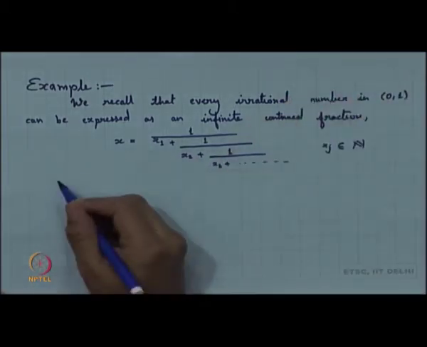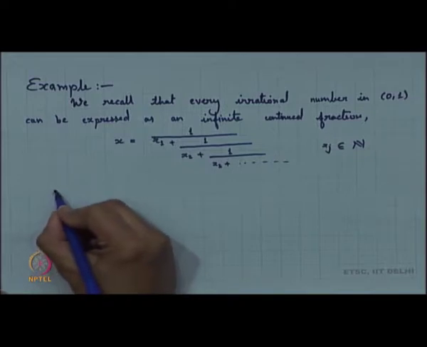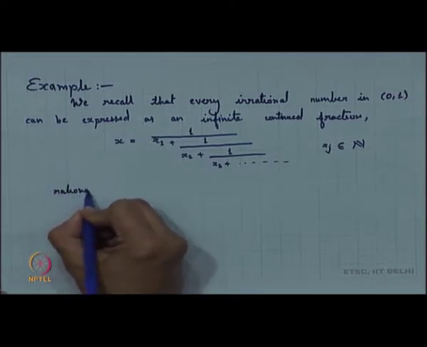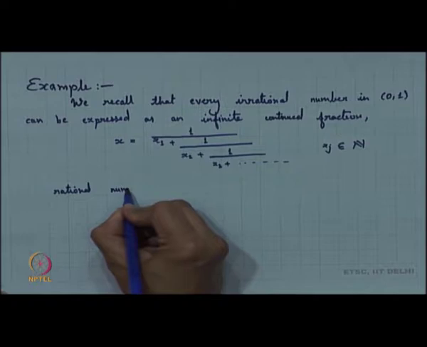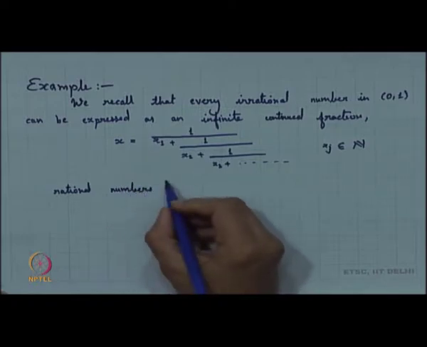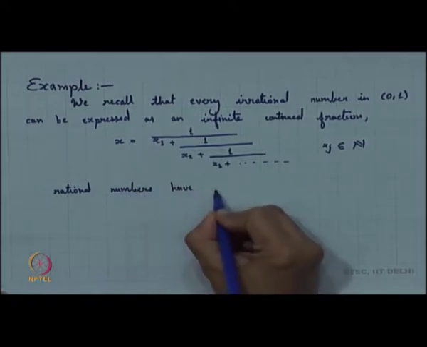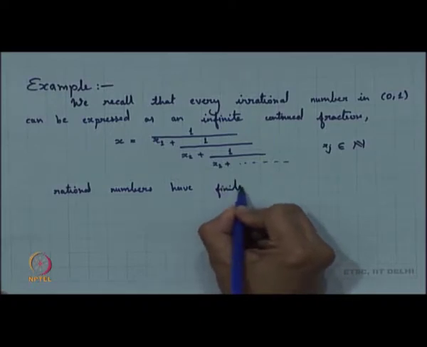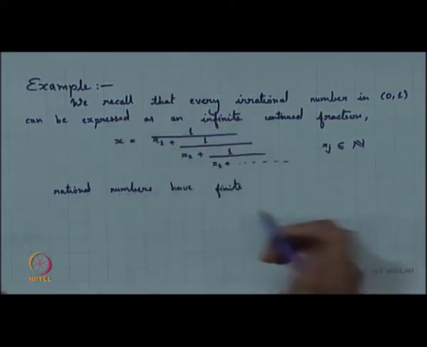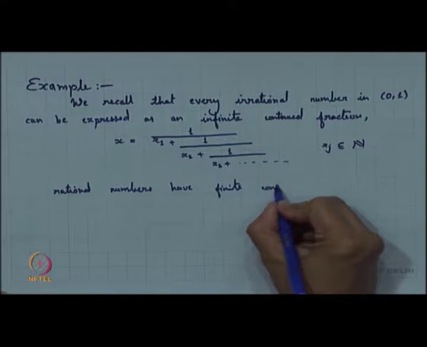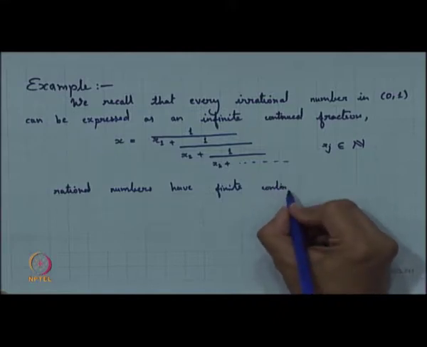And what happens for a rational number? Rational numbers have a finite continued fraction. The continued fraction is not infinite, it does not go on and on, but they have a finite continued fraction. You can express them in terms of a finite sequence here.